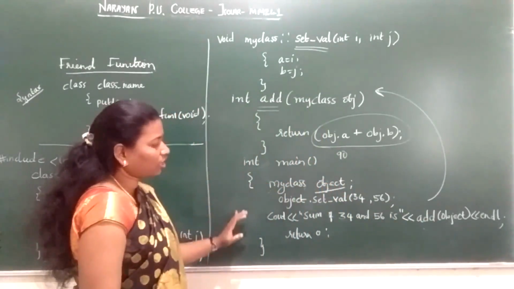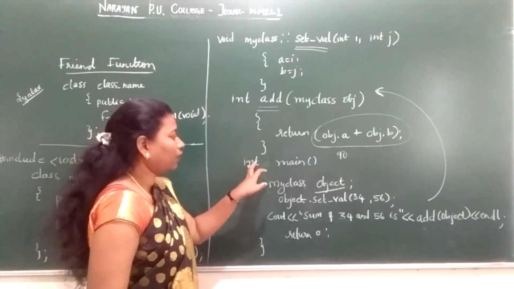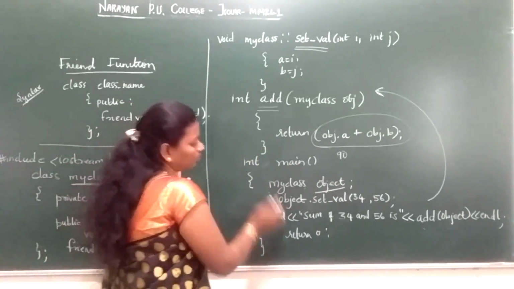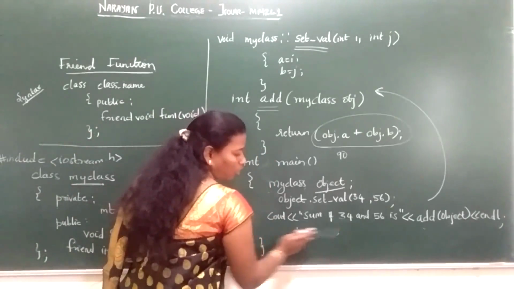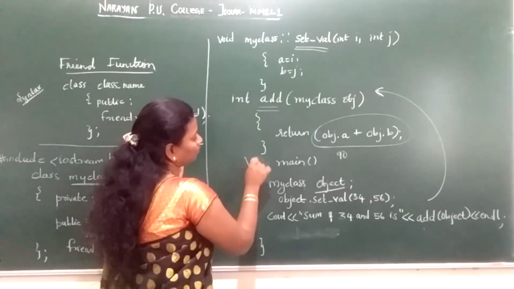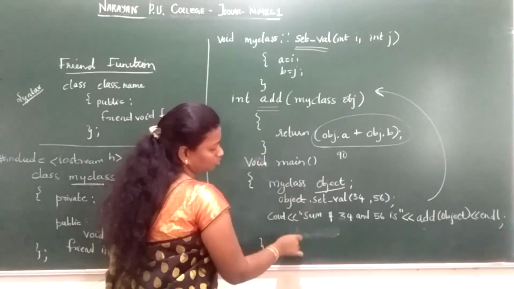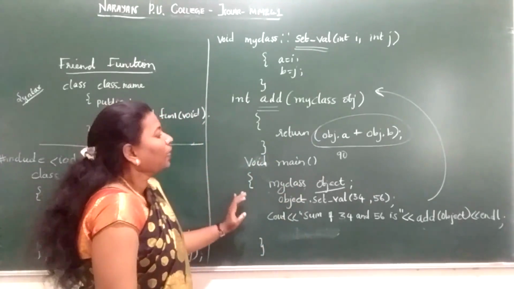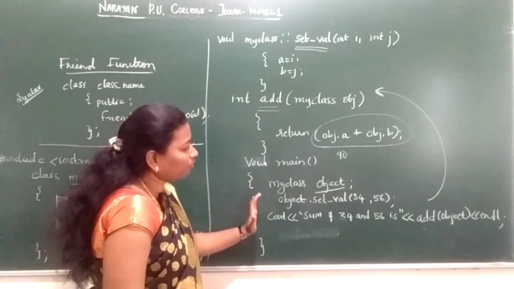So this is the working. I told you why it is int here: because I am returning 0. If you don't want to mention this statement, you can just give void here. If it's void main, you should not return 0. Now this is the example for friend function.